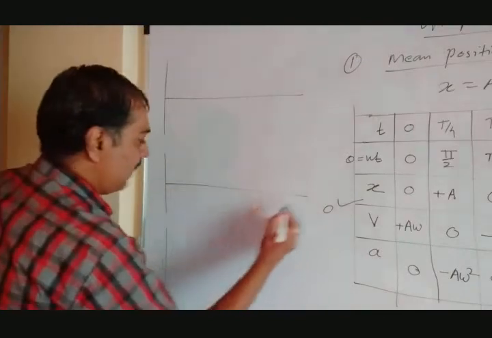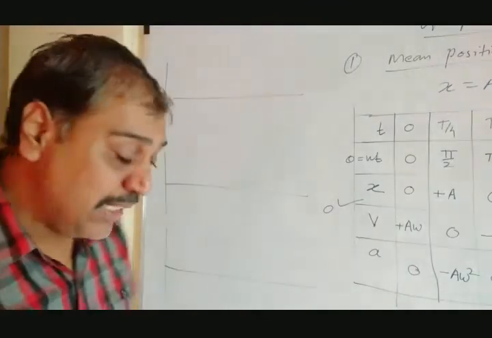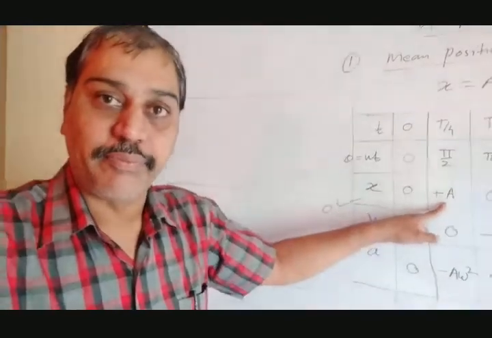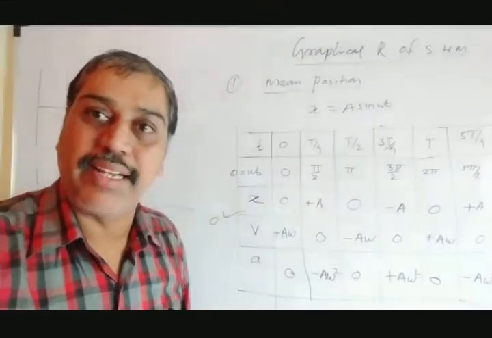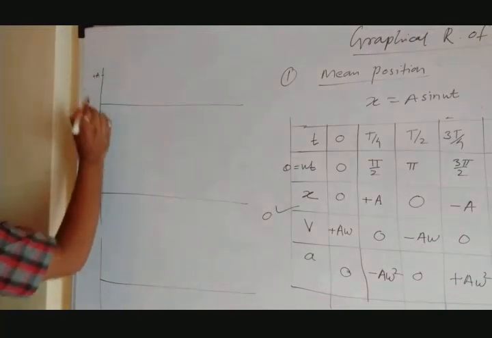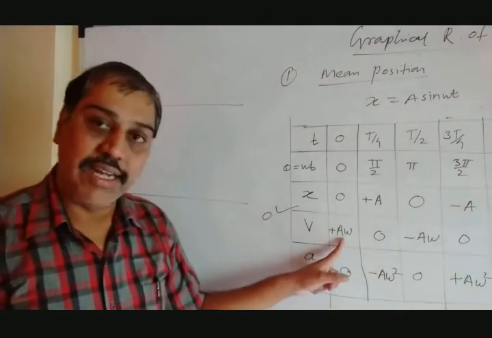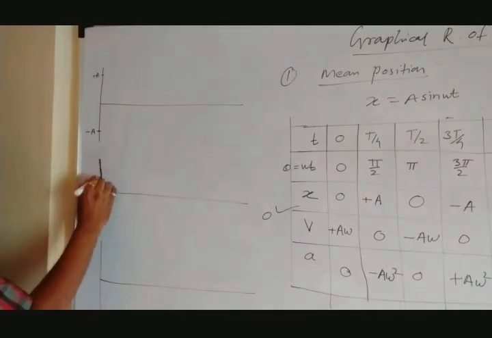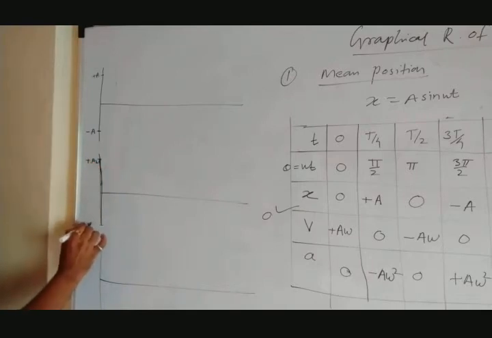This is the x-axis. Now we have to plot the graph. Just look at the table. In case of displacement, its value is plus a or minus a. Again plus a, minus a. Zero is there, but basically it is plus a, minus a. So write down here plus a as the amplitude, and here minus a as the amplitude. Similarly for velocity, plus a omega, minus a omega. Here it would be plus a omega, and here minus a omega.